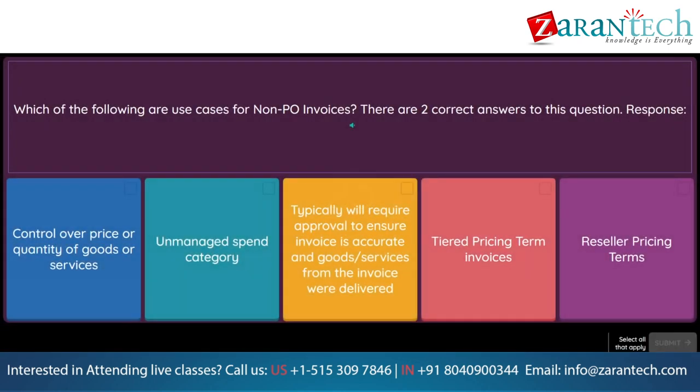Question: Which of the following are use cases for non-PO invoices? There are two correct answers to this question. Response: Option 1: control over price or quantity of goods or services. Option 2: unmanaged spend category. Option 3: typically will require approval to ensure invoice is accurate and goods/services from the invoice were delivered. Option 4: tiered pricing term invoices. Option 5: reseller pricing terms.